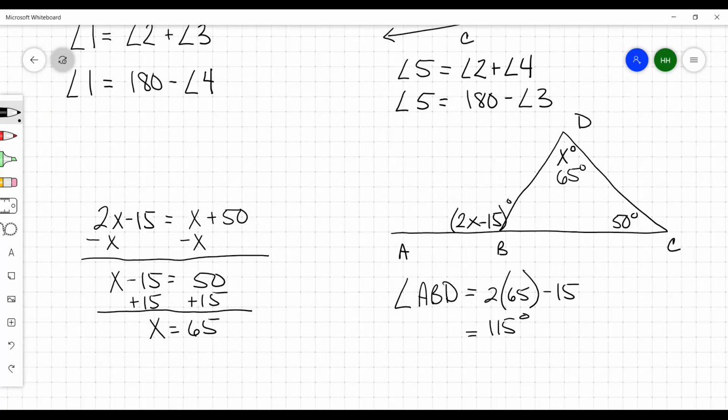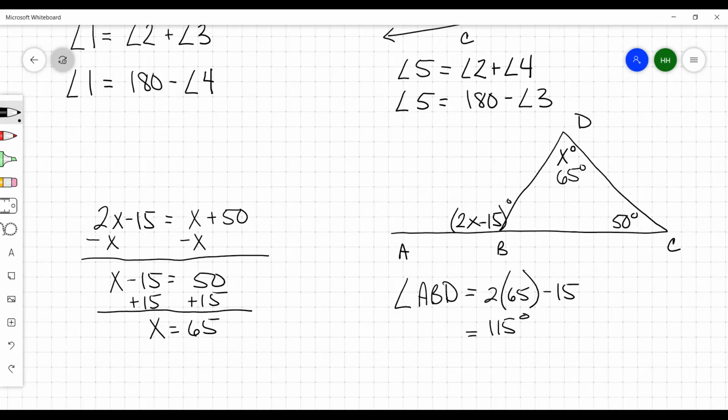And that is how you can use this exterior angles theorem to solve for a variable and find an angle measure. Any questions on what we've talked about today?